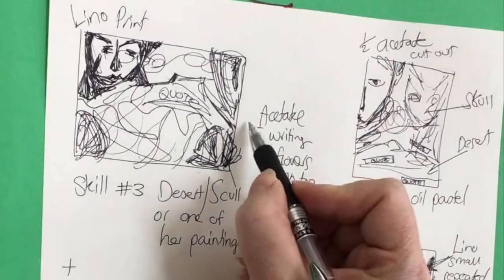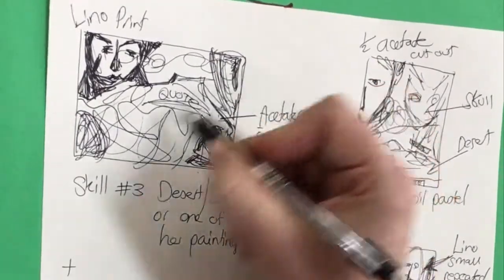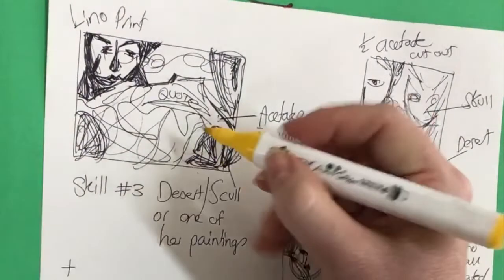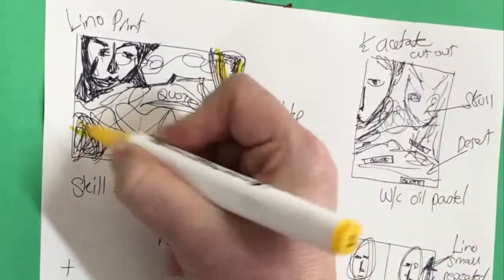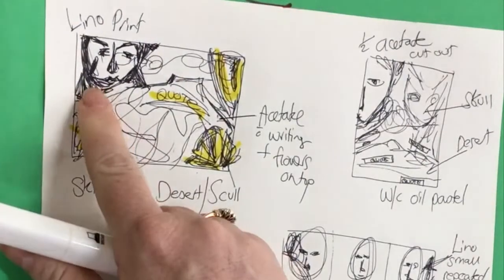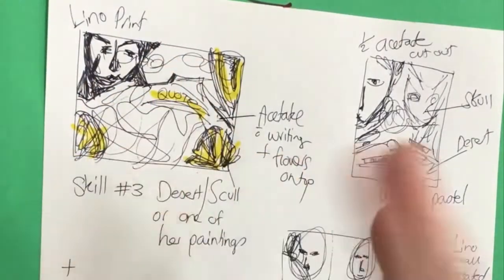Okay, I was thinking I could put acetate on top of this with the quotes and some of her flower paintings. So I could add colors just to make it a little easier to see that this is going to be a layer on top with her flower paintings and the quote. That's going to be on plastic. This is going to be lino carving, and this is going to be that beautiful watercolor painting that everything comes together on.